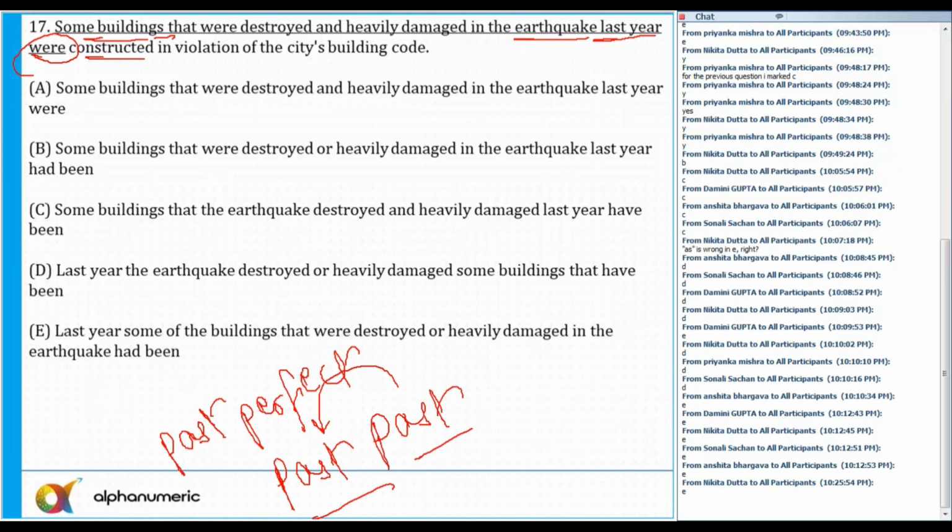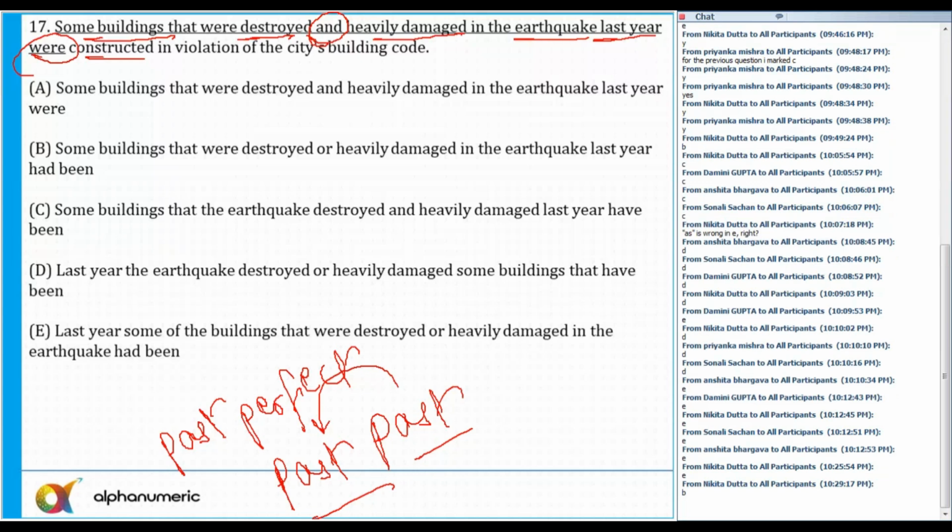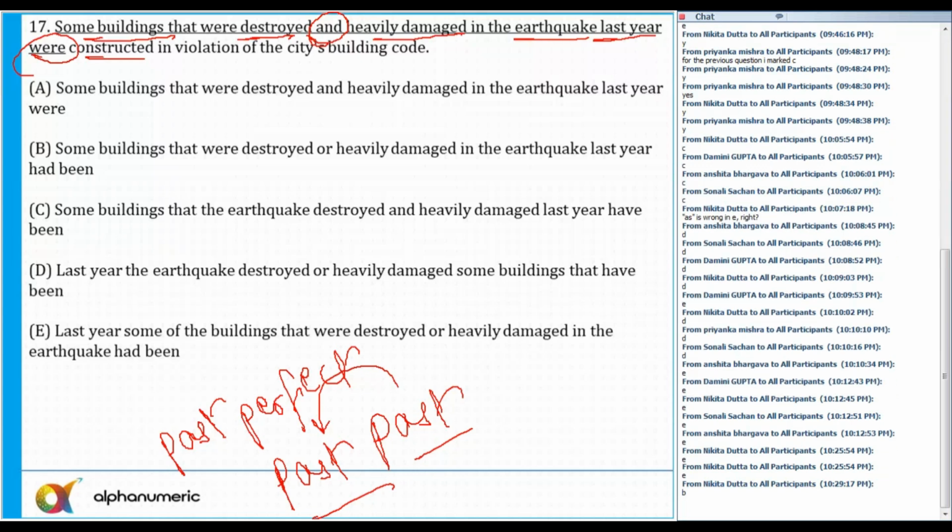The second problem is that some buildings, either they will be destroyed or they will be heavily damaged. How can they be destroyed and heavily damaged both? It's not possible. Either they will be destroyed or they will be heavily damaged. So the use of this conjunction "and" is also wrong. So what is going to be the answer? Some buildings that were destroyed or heavily damaged in the earthquake last year had been, yes, had been, absolutely.